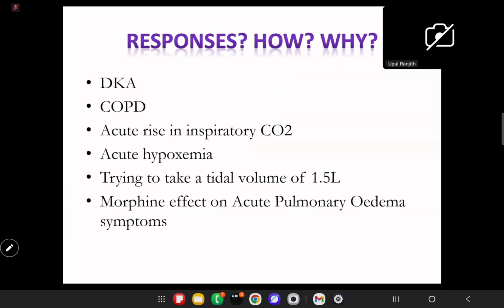So that is about the control of respiration. Any questions up to now? Any questions?